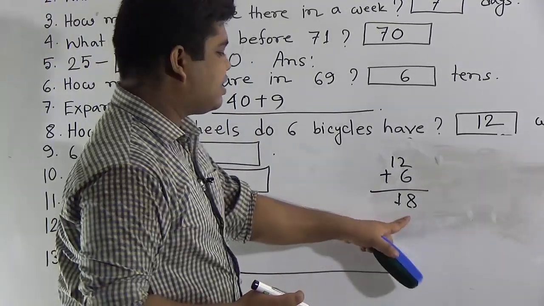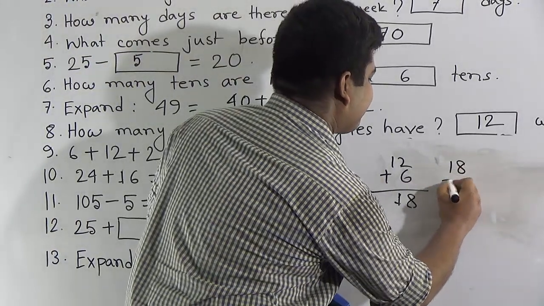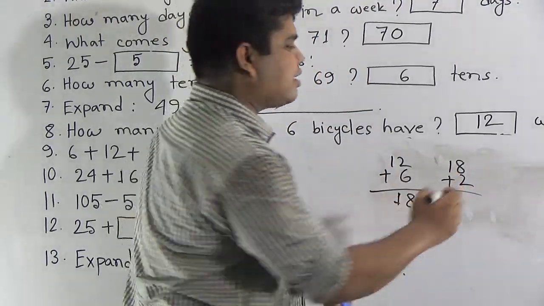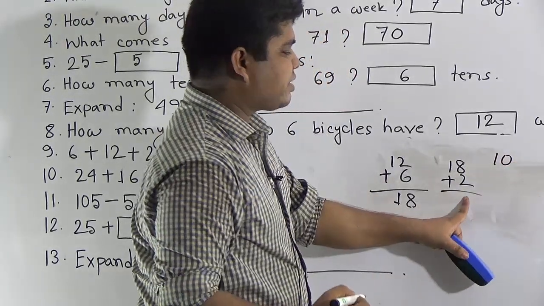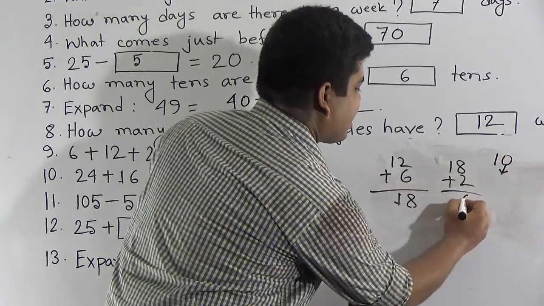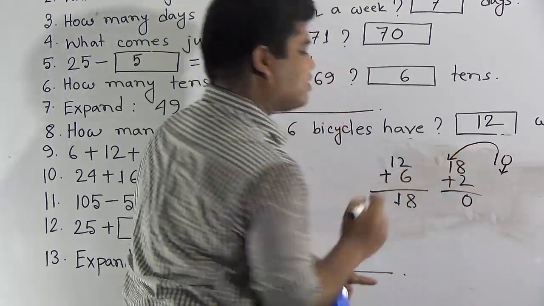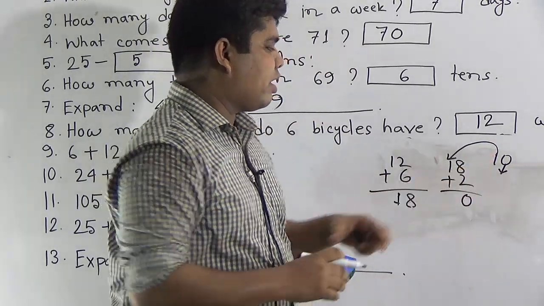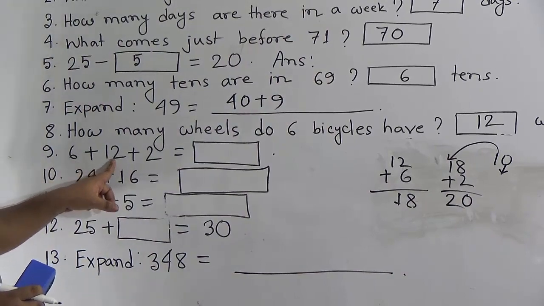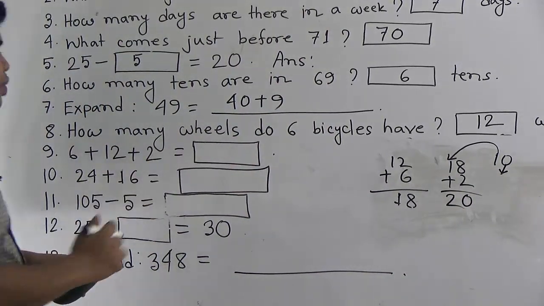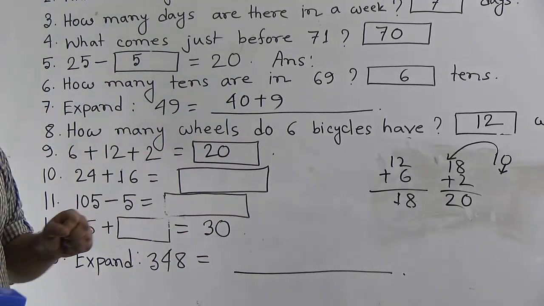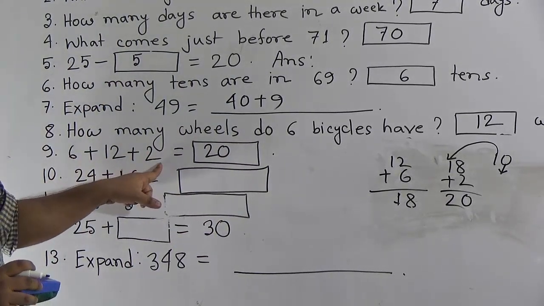Now we add 2 with this 18. That means 18 plus 2. If we add 8 with 2, then we get 10. As this is the place of ones, for this reason we take this ones place number, that means 0, and this 1 is added with this tens place, and 1 and 1, it will be 2. So if we add 6 plus 12 plus 2, then we get 20. I hope you understood how to solve 3-number addition.